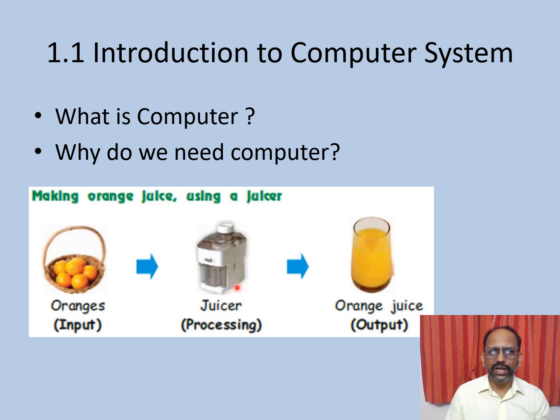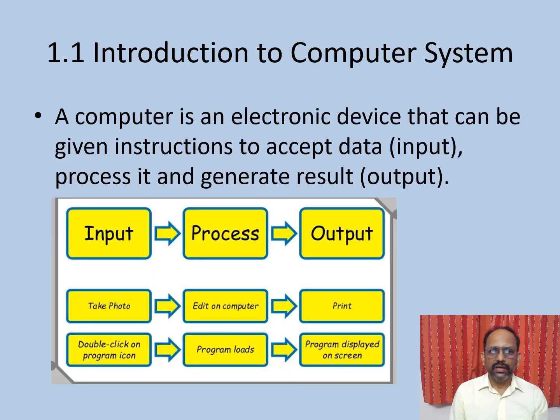Now let us move on to the next slide. There, let us understand the proper definition of a computer. A computer is an electronic device that can be given instructions to accept data, process it, and generate a result. Now, there are three important stages in this definition. One is the input, another one is the process, and another one is the output.